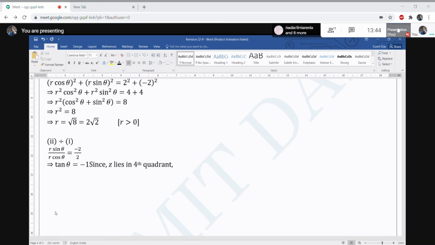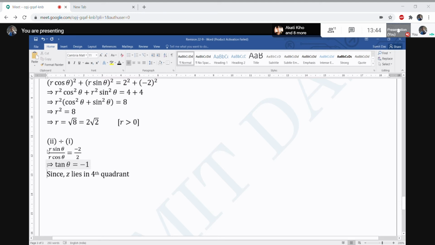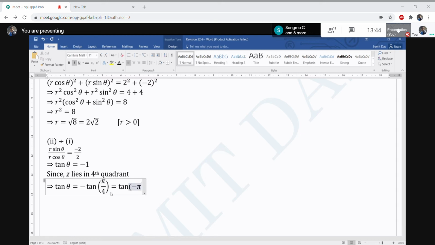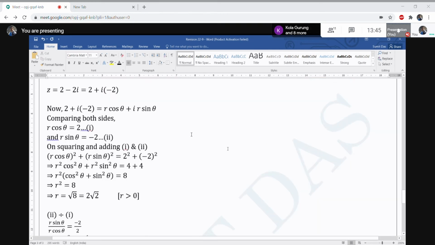So this value, instead of minus 1, we can write tan pi by 4. Look, tan pi by 4 value is 1, and we know tan of minus x is equal to minus tan x. So here we will write tan of minus pi by 4. So what is the value of theta? The value of theta is minus pi by 4. But our work is not done, we have to convert this into polar form.